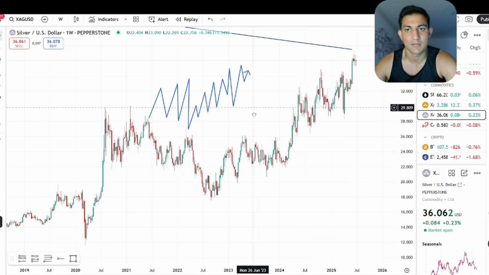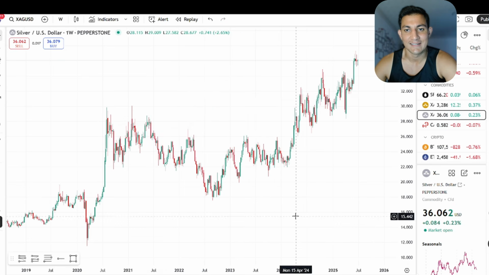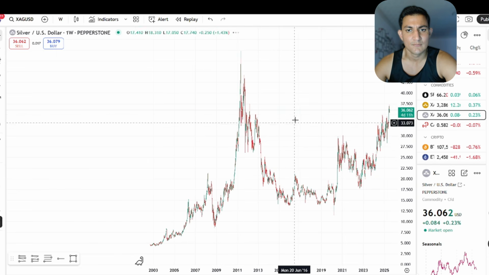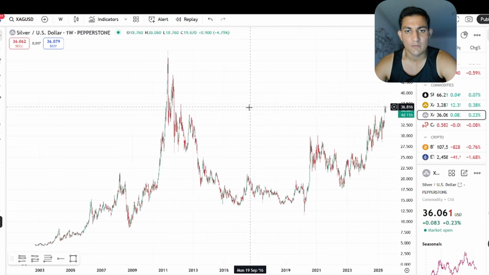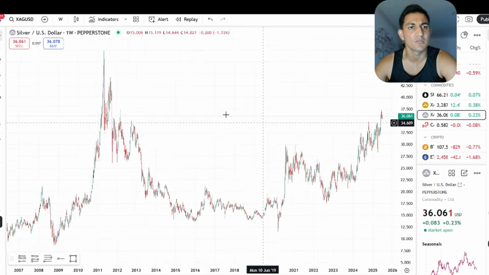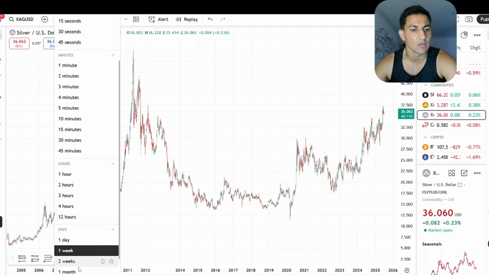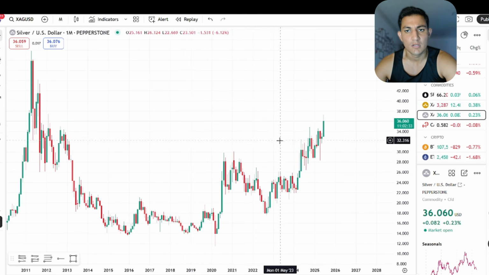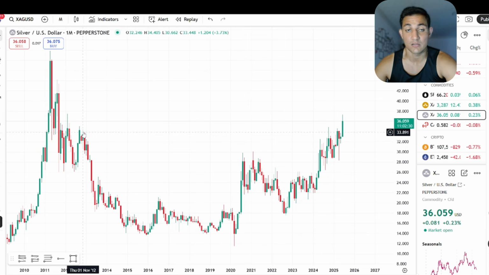But silver, what do I think for silver? Let's get the weekly chart up. Okay, now what's going on here? This is our next high right here. You know what, I'm actually going to do something that I don't normally do. I'm going to get the monthly chart up, just so it's more obvious. Monthly chart. This is for your notes.